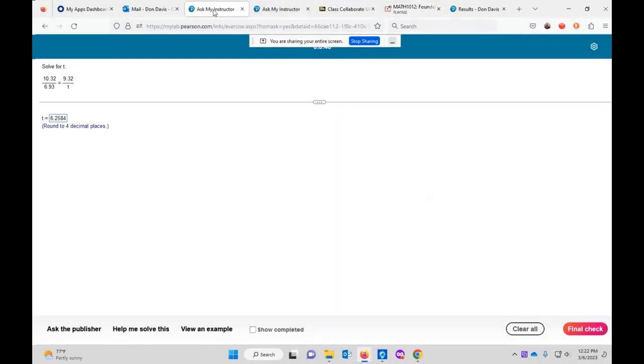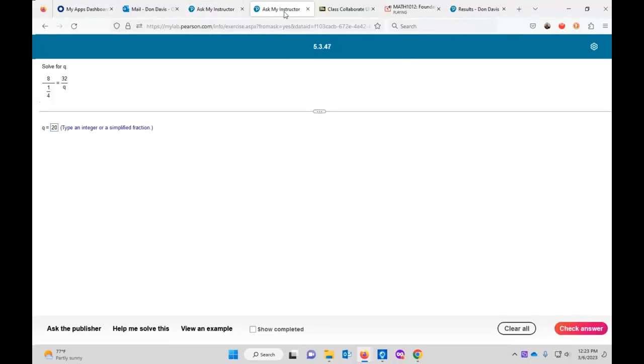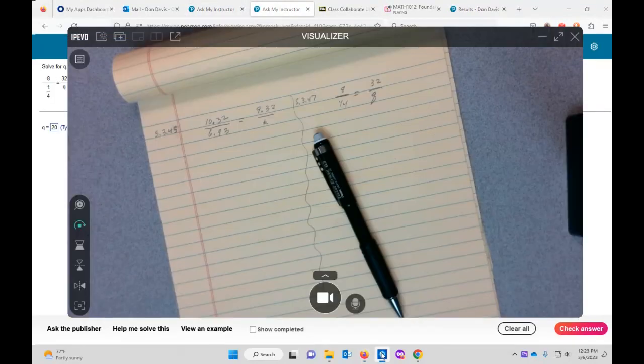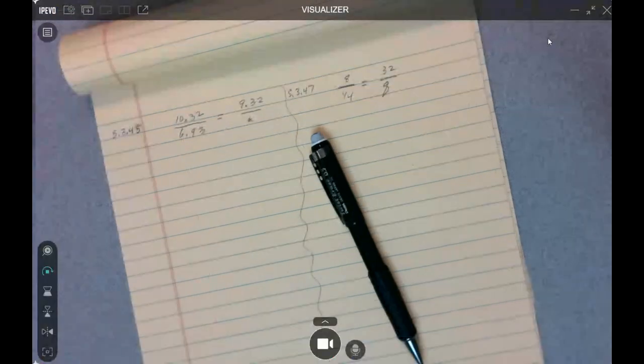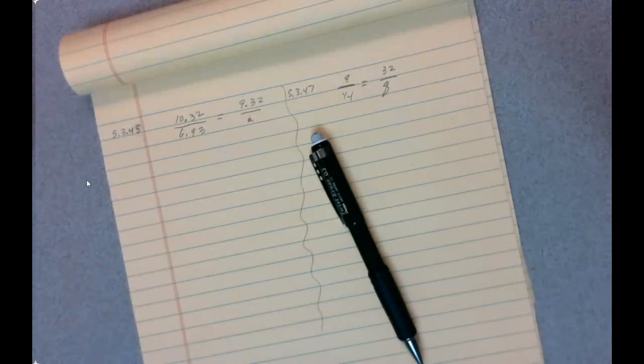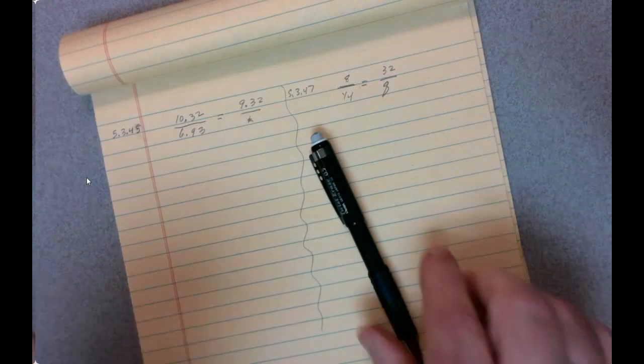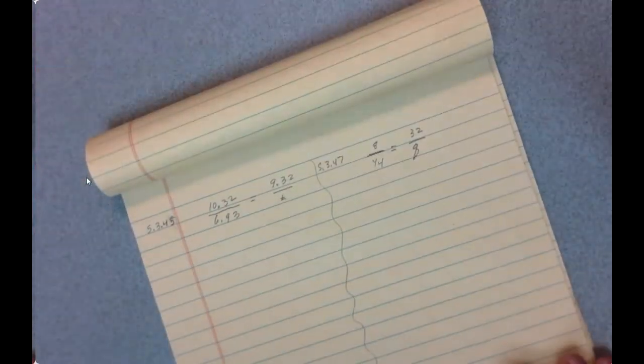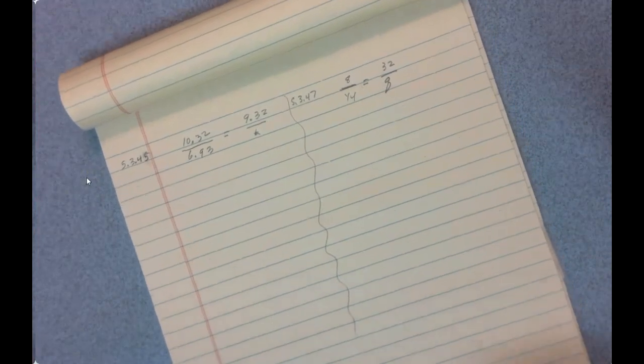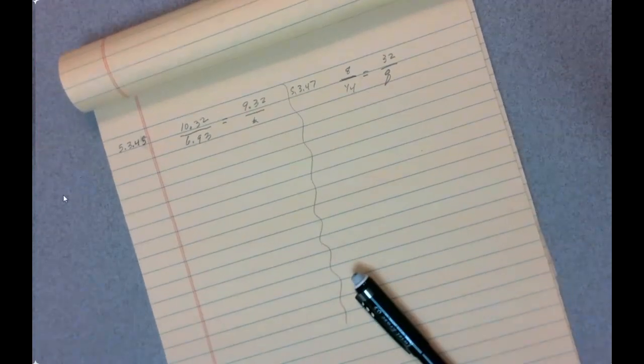A couple of problems from chapter 5, section 3, and I've written both of them down on the pad, but let's just look at them quickly. You'll see they're both problems involving cross multiplying to solve for an unknown. Here's the other one. Let's look at the pad for a second, and we'll try to work both of these together. I've already given you a hint about how I'm going to approach these. I'm simply going to use cross multiplying to solve for the unknown.